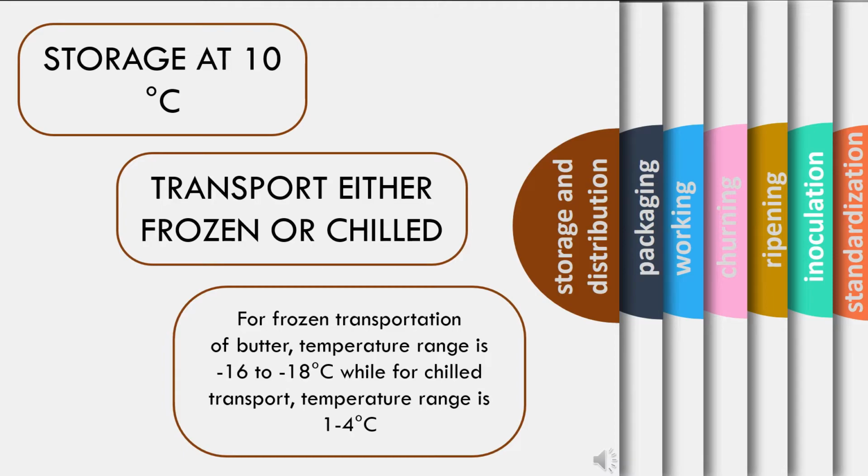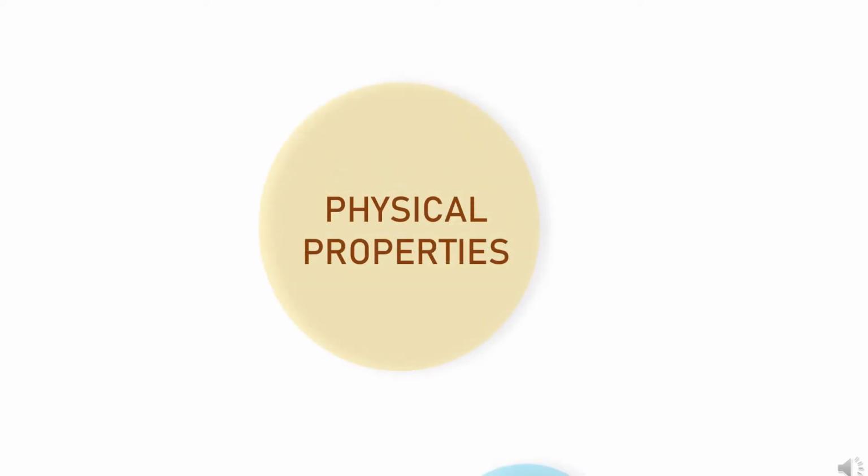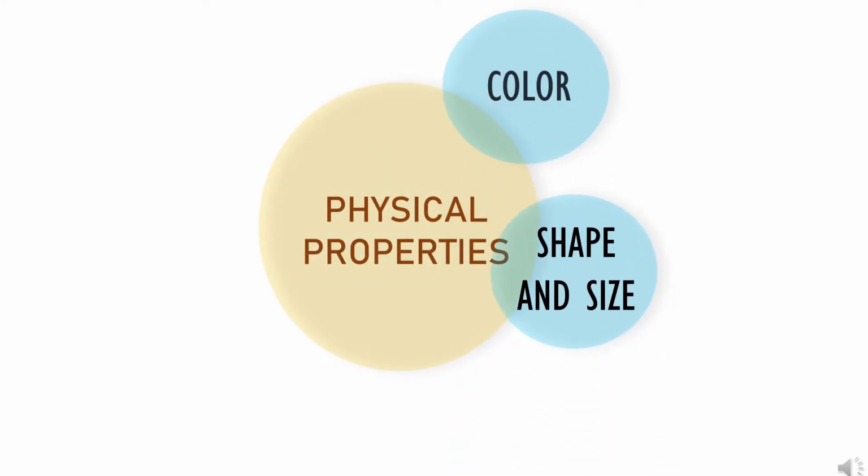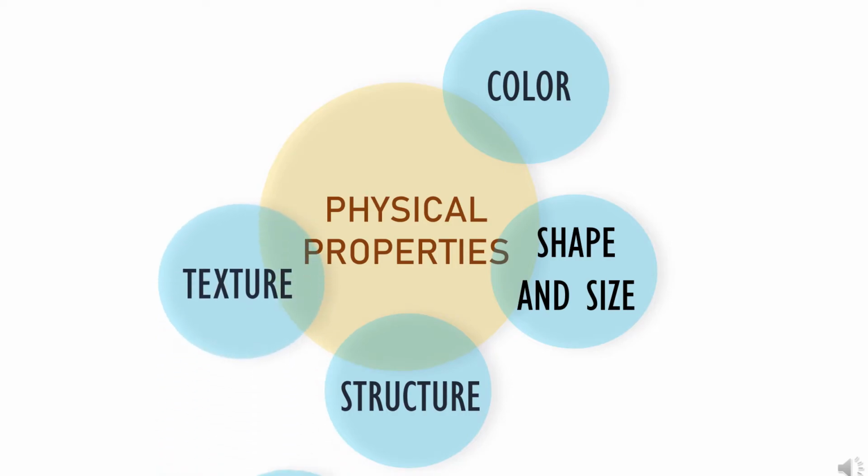For frozen transportation of butter, the temperature range is -16 to -18 degrees Celsius, while for chilled transport, the temperature range is about 1 to 4 degrees Celsius. Now, we will move to the physical properties of butter. There are a few physical properties that I will discuss, which are color, shape and size, structure, texture, and rheology. First is color.